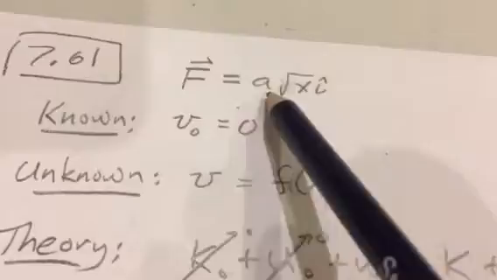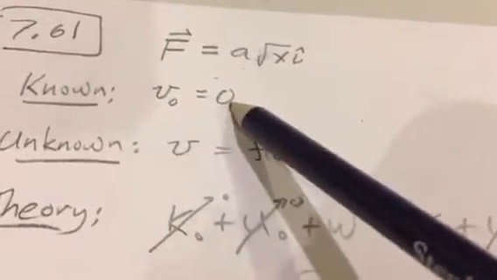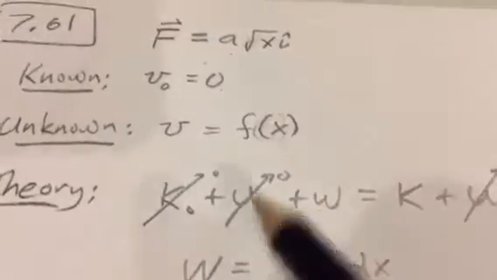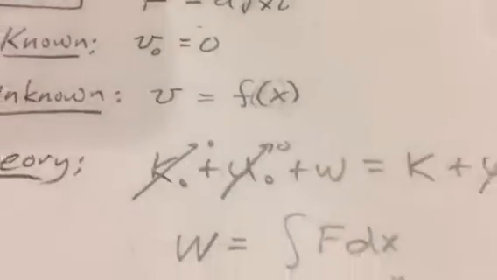All right, this is problem 7.61. We have a force that has a functional dependence on position x. It goes as the square root of x in the i hat direction. This is a constant a. Initially, the velocity is equal to 0, and we're being asked to figure out what the velocity is at any position in the future, I guess.